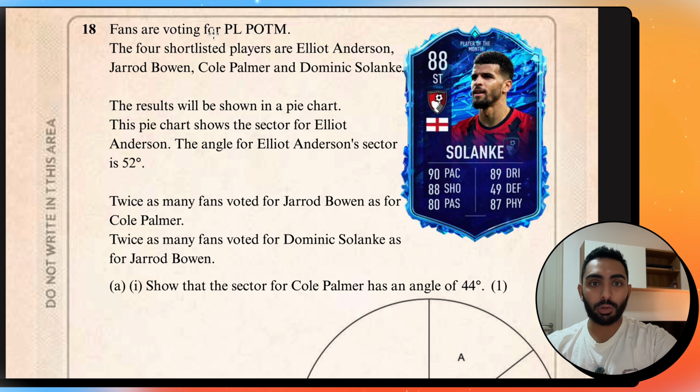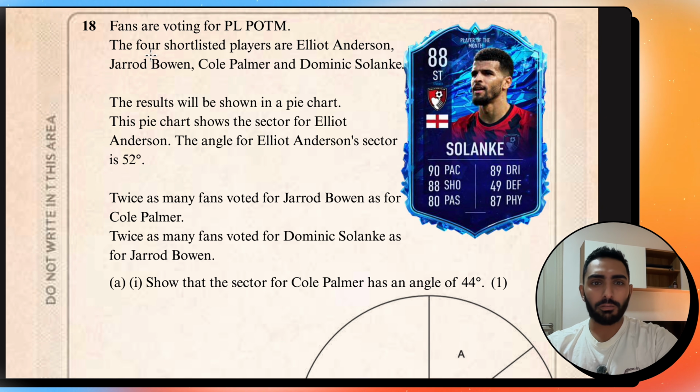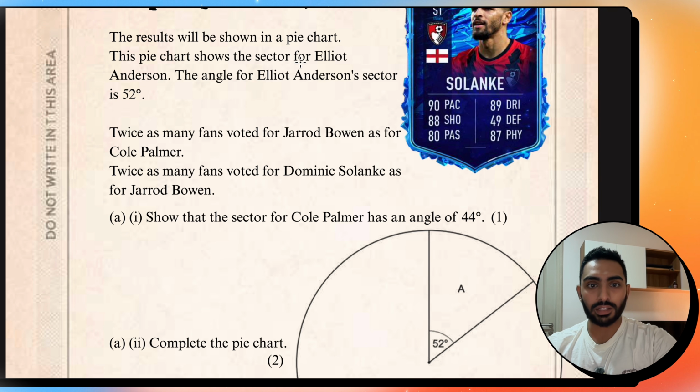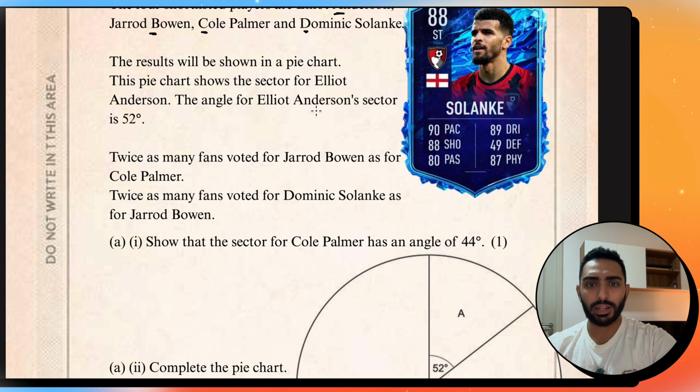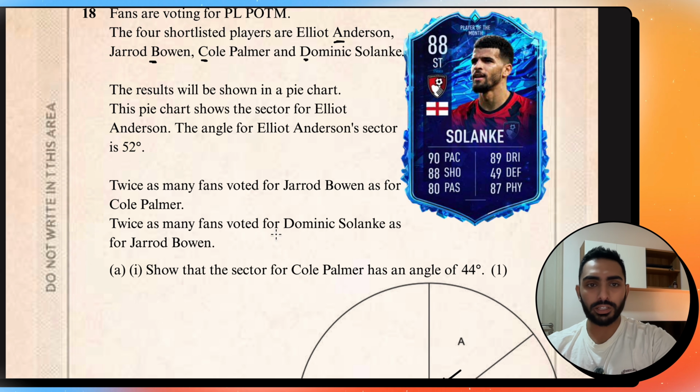Question 18. Fans are voting for a Premier League Player of the Month. The 4 shortlisted players are Elliot Anderson, Jared Bowen, Cole Palmer, and Dominic Solanke. The results will be shown in a pie chart. The pie chart shows the sector for Elliot Anderson, and the angle for Elliot Anderson's sector is 52. They've already drawn that on.